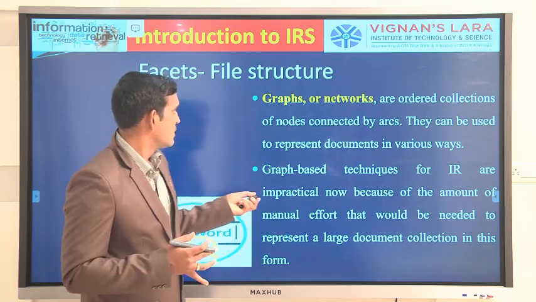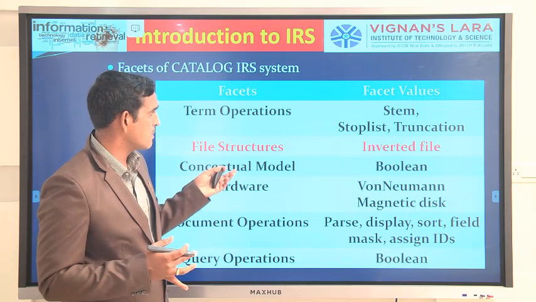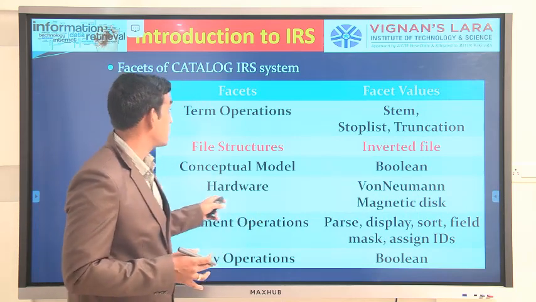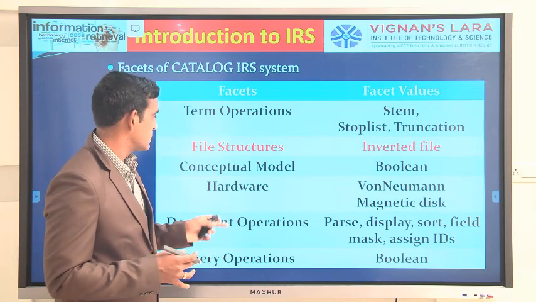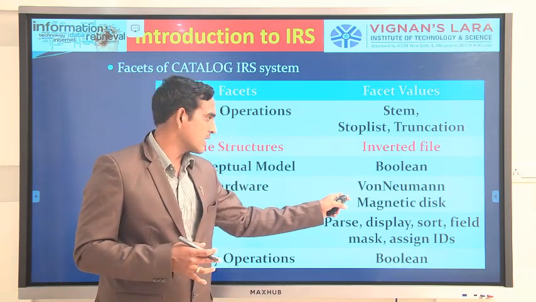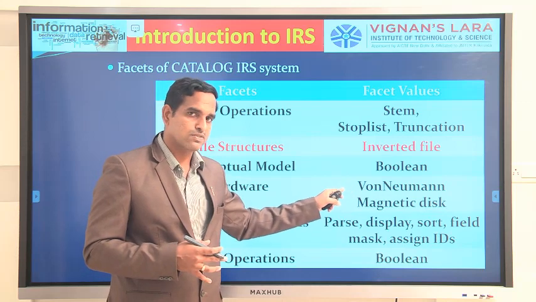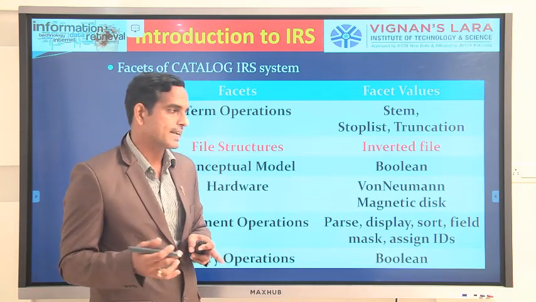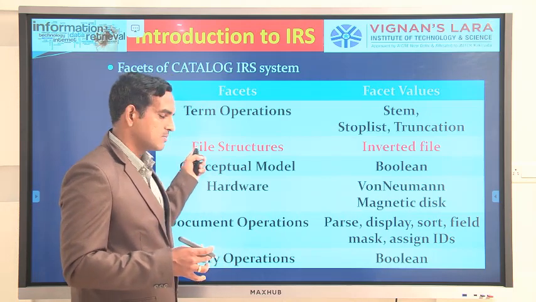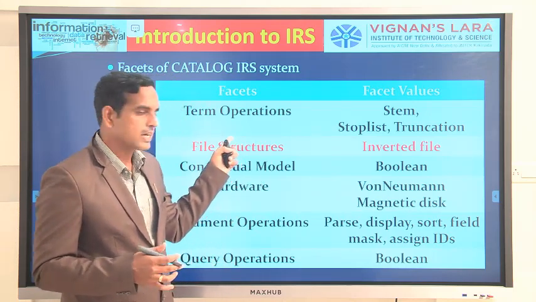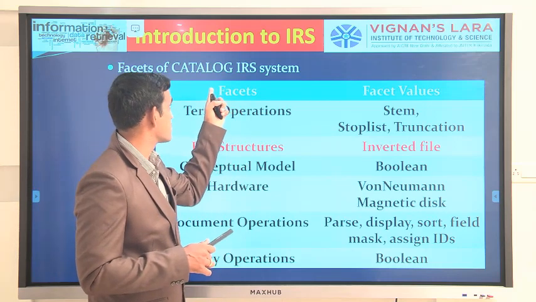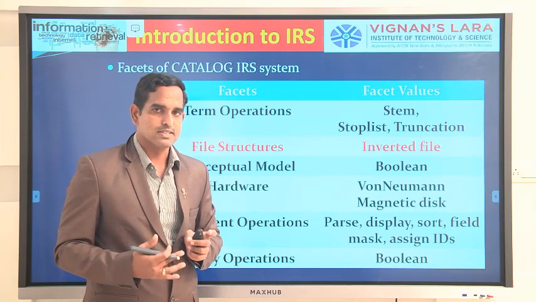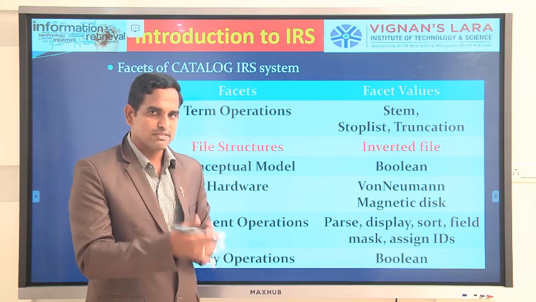Next, this is an example I gave you in the last session. In the last session I told you about the hardware used in your catalog IR system. The hardware used in your catalog IR system is the von Neumann architecture with one processor and a magnetic disk to store your data, and the file structure implemented by the catalog information retrieval system is inverted files. We will be learning about inverted files in the next unit.